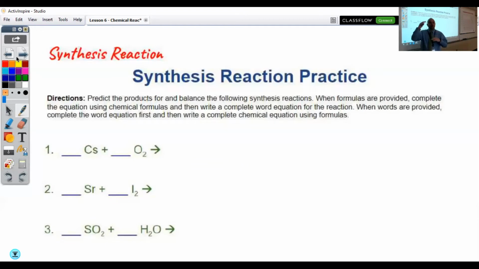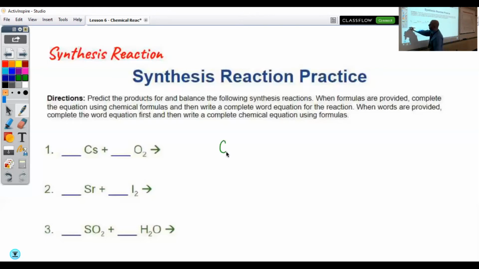So eventually all of these different types of reactions are going to get mixed up together. So I'm going to ask you to be able to figure out what type of reaction you have. So let's take a look at our first reaction here. We have cesium reacting with oxygen to produce cesium oxide.